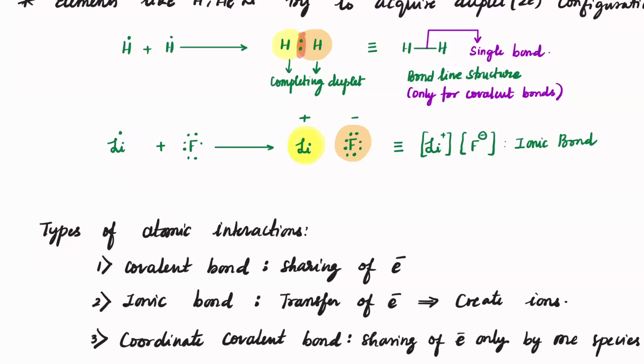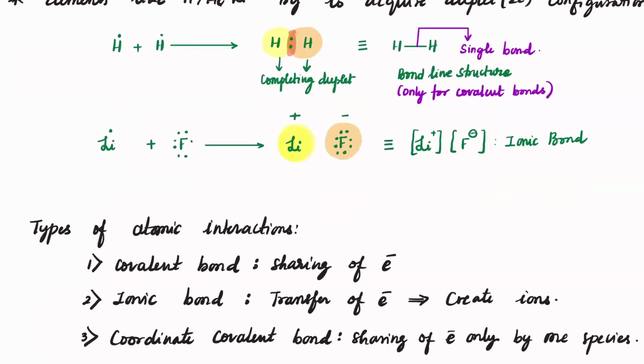Now, what is the purpose of lithium losing one electron? Because lithium originally had 1s2 and 2s1. And now, since it has lost that electron, it has again achieved 1s2. So this has now become 1s2 here.